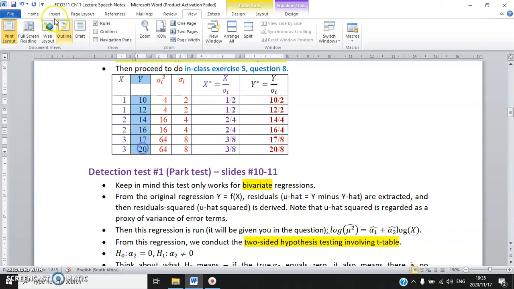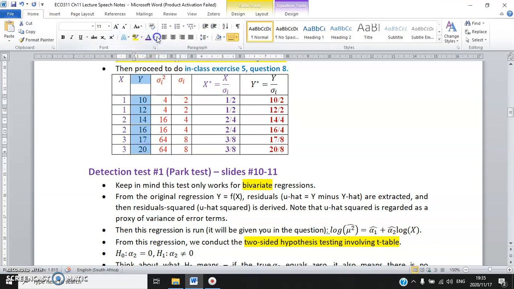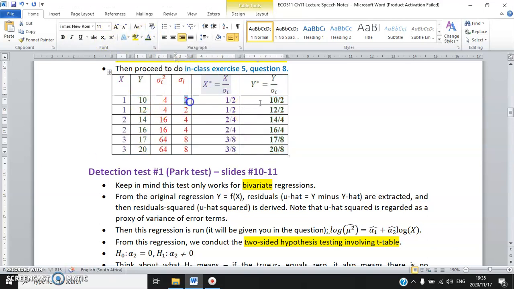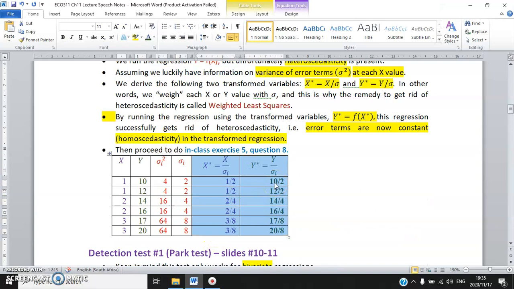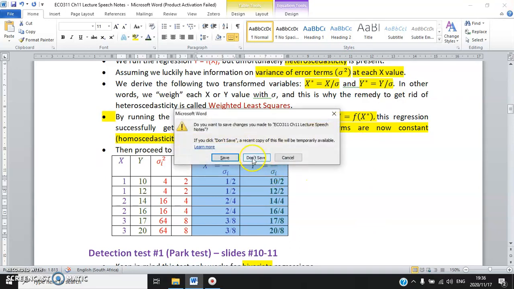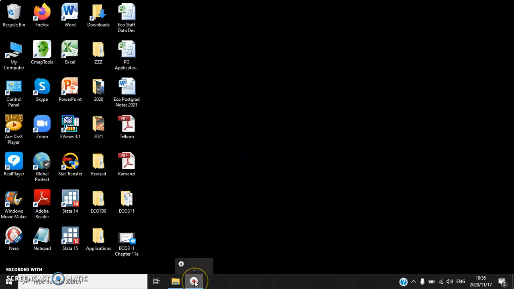And then this is the other transformed variable, the y asterisk. Okay, 10 divided by 2 here, 12 divided by 2 here, and so forth. And then the last one, 20 divided by 8. And then we run this regression, y asterisk as a function of x asterisk. Then we argue that for this transformed regression, the error terms finally have constant variance. In other words, homoskedasticity finally happens.